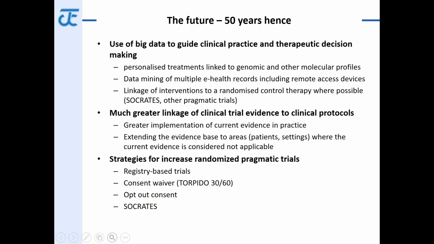But if for some reason that evidence doesn't apply to our patient, or we don't think it applies, but nevertheless that online system indicates that that particular treatment would be at least an option, and here's another option, you could use that same database not just to implement a particular piece of evidence, but to generate or extend the evidence base to new patients. So in the future, I'd like to think that there'll be many strategies for increasing randomized pragmatic trials. There's registry-based trials, of which I'm just talking about as an example, but which might be for specific clinical trials linked to a specific registry.